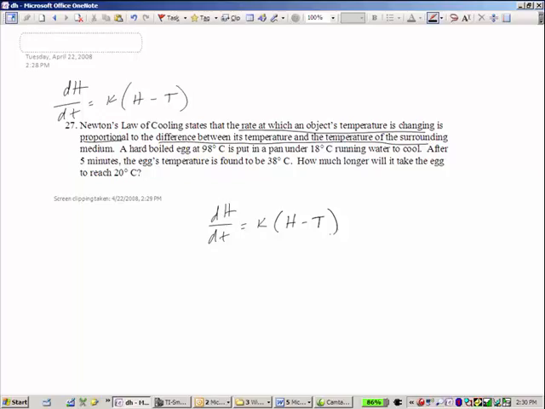Keep going, Shelley. A hard-boiled egg at 98 degrees Celsius is put in a pan under 18 degrees Celsius running water to cool. All right. So given that sentence, what's the T? What is the ambient temperature? Are people all right with that?